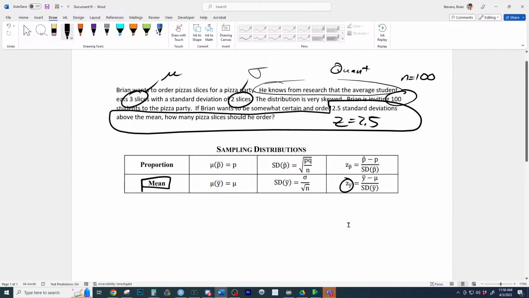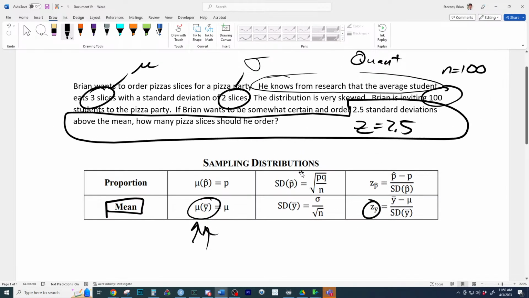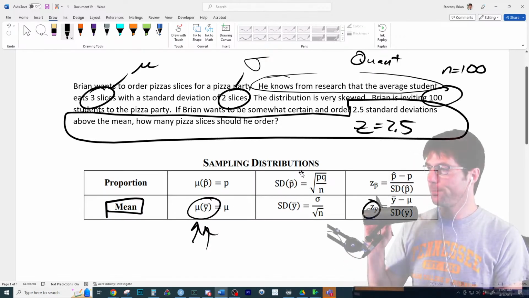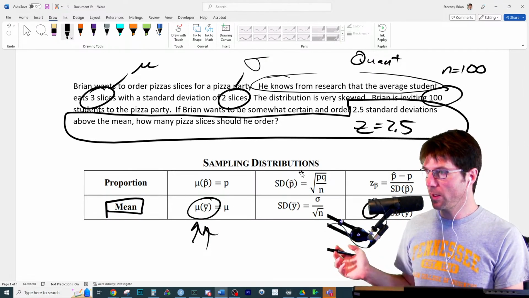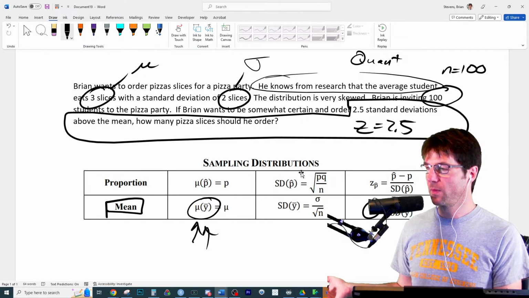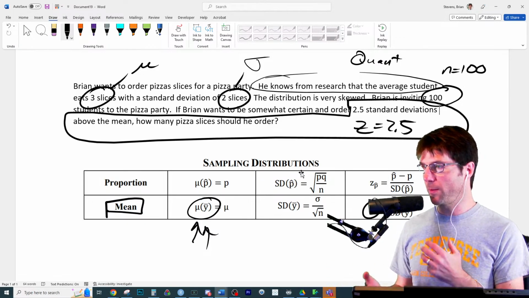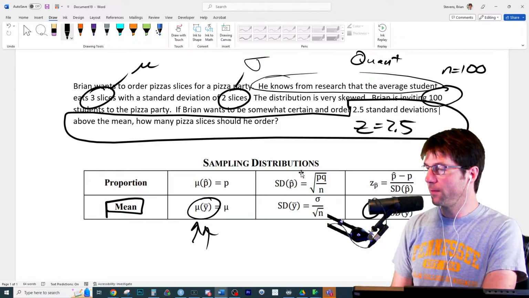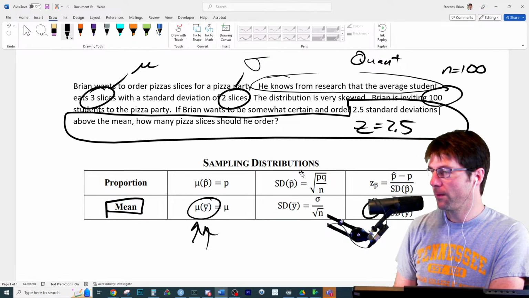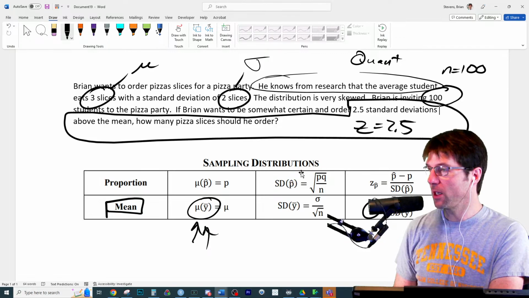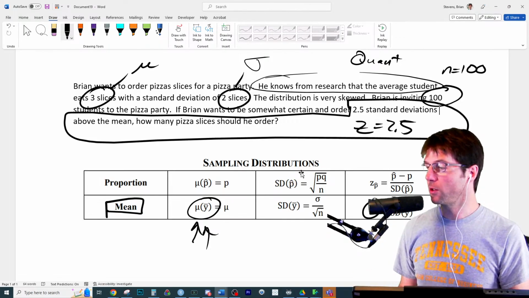If I invite 100 students, I would what the students to do what? How does this read? If I invite 100 students, I'd expect my sample of students to do what? So what does that concept mean right there? Yeah, I'd expect on average that they eat 3 slices from the 100 students I invited.